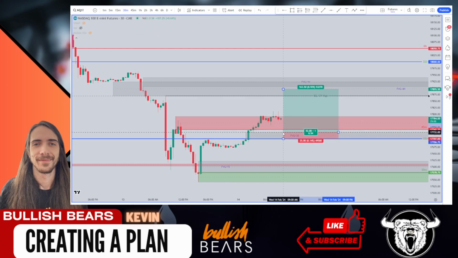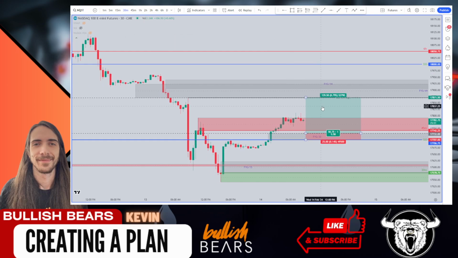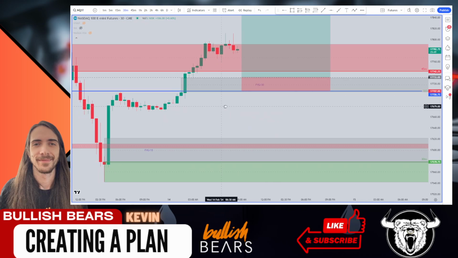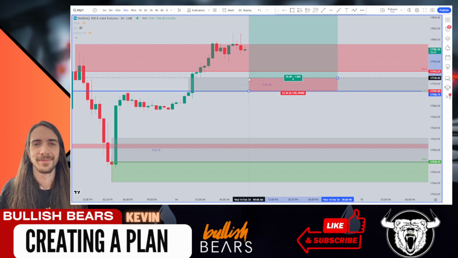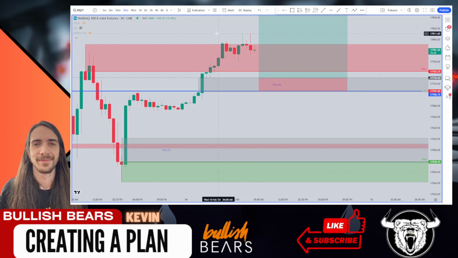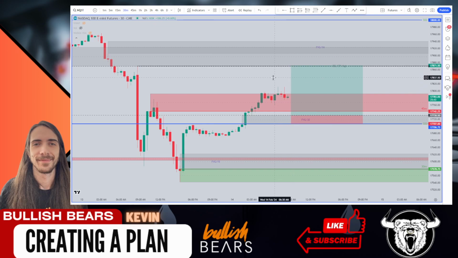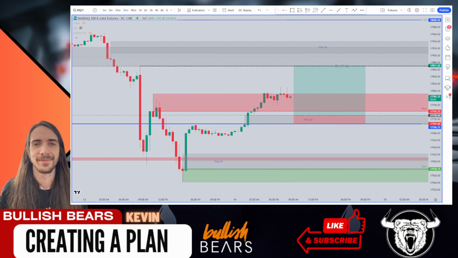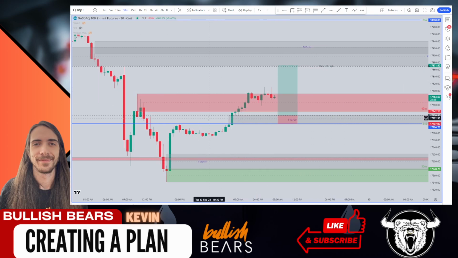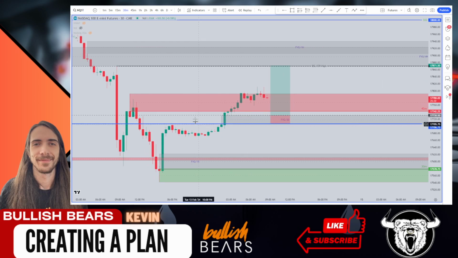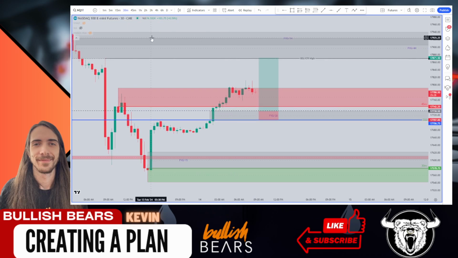So fair value gap entry on the NASDAQ. Target would be buy side liquidity up here. We're looking at a 5-to-1 risk to reward on that. I mean, 6-to-1 really, if our entry's right at that fair value gap. So it all depends, right? It depends on our entry. It depends on what we're looking for. So this would be trade setup number 1 that I'm looking at, right? Fair value gap. We have this key level, 17,706.